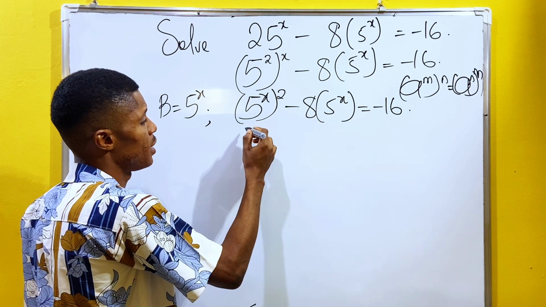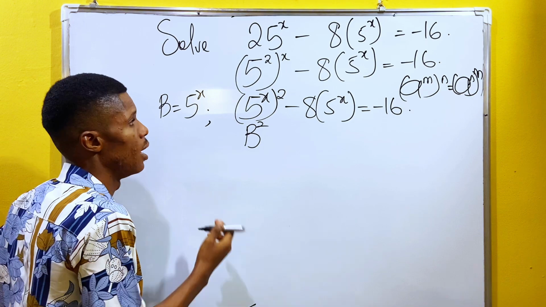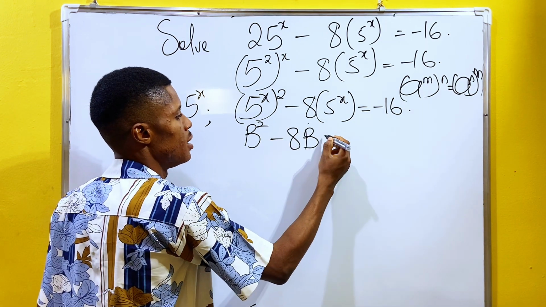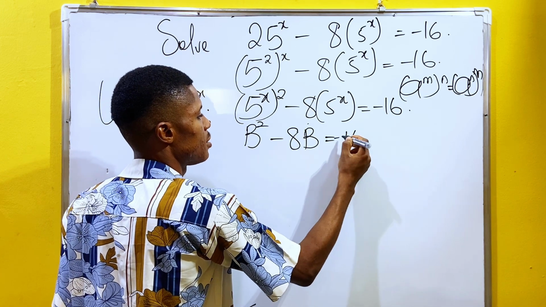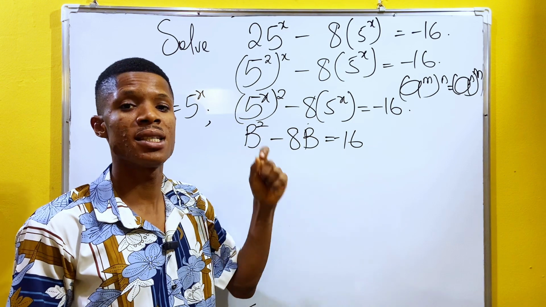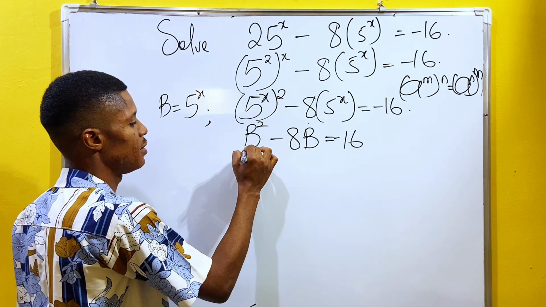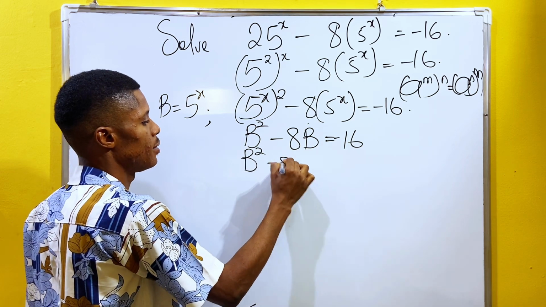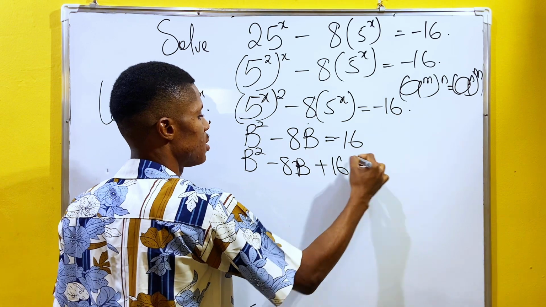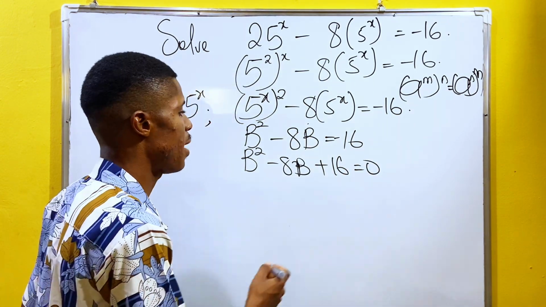I will now have something like b squared, because 5 power x is b, minus 8b is equal to minus 16. Then the next thing I have to do is just to add 16, because this is clearly a quadratic function. So you can now see I have it that b squared minus 8b plus 16 is equal to 0, because I added 16 to both sides. Okay, now is to factorize.